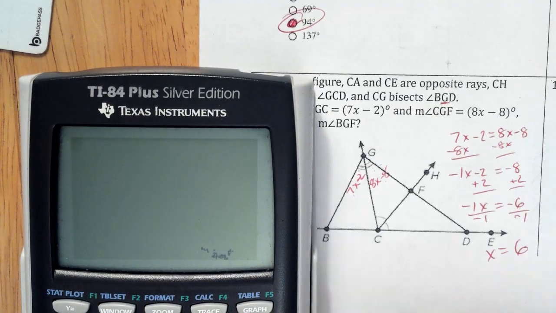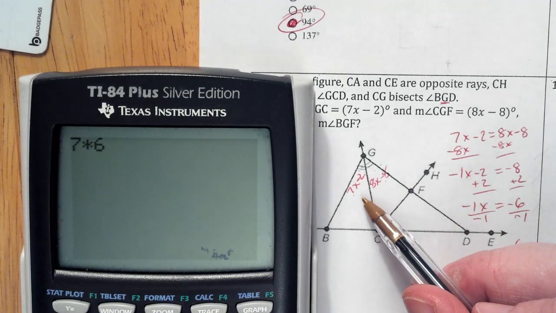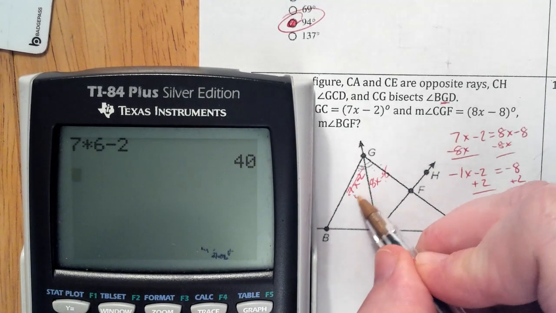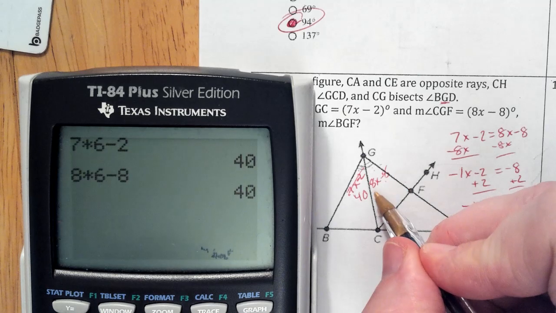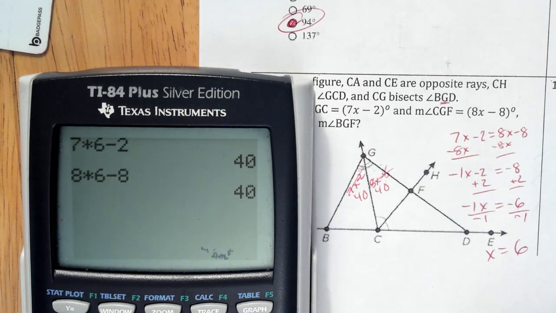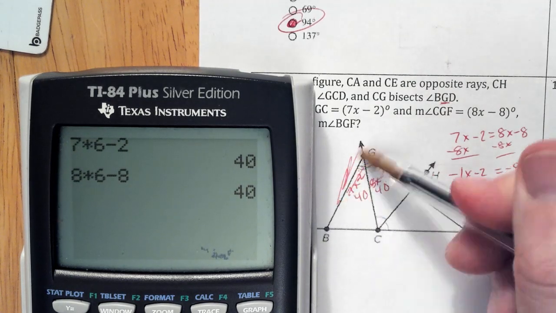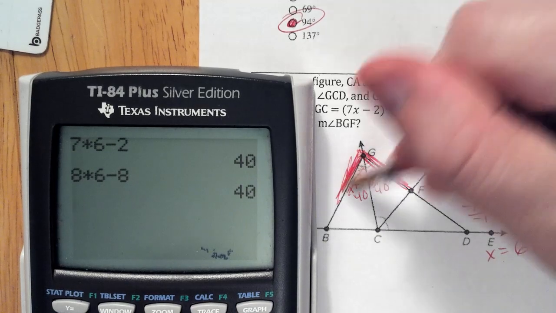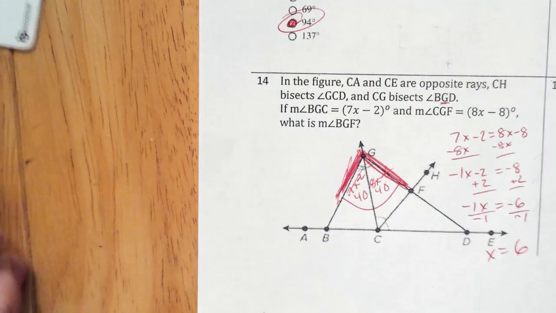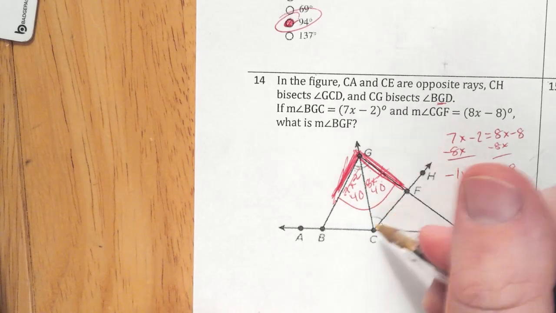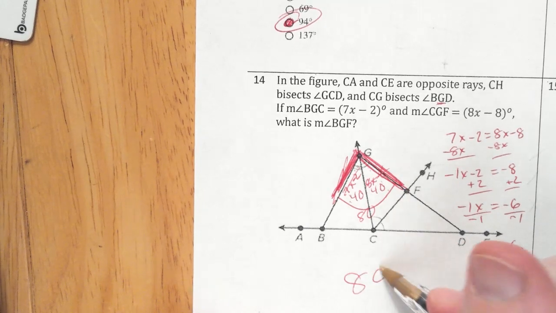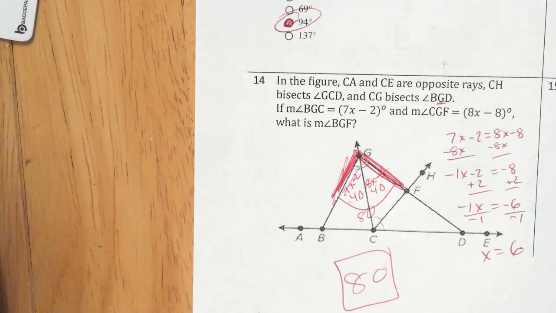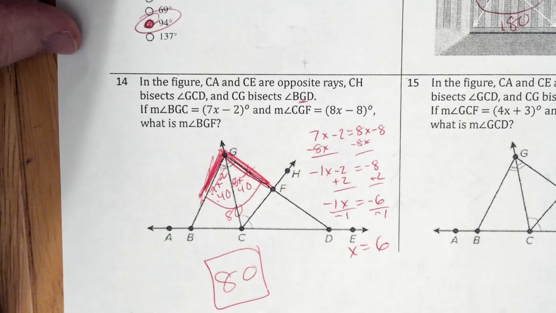All right, so we have 7 times 6 minus 2, this angle is really 40. 8 times 6 minus 8, that's also 40, which is awesome because they were supposed to be equal. So we have the left, the right, and we really also have the whole shebang, which is what they wanted. They wanted B, G, F. They wanted all of this. So if they want all of that, that would be 80, and that's what they wanted. So did they want the left, the right, or the whole shebang? They wanted the whole shebang. The final answer was 80. And that was the answer to number 14.